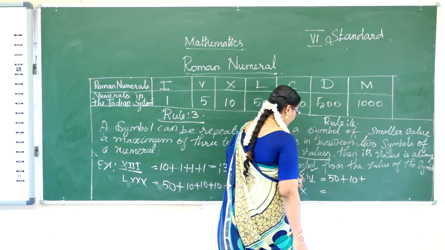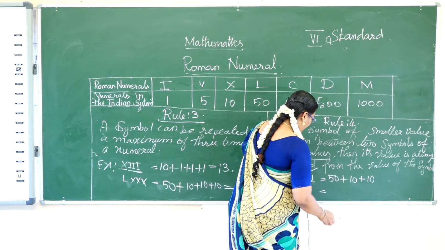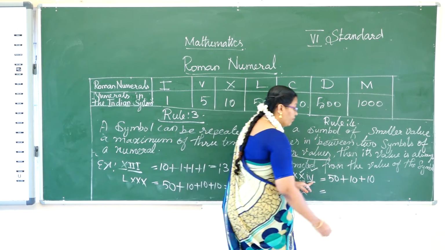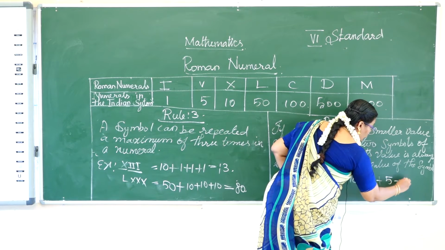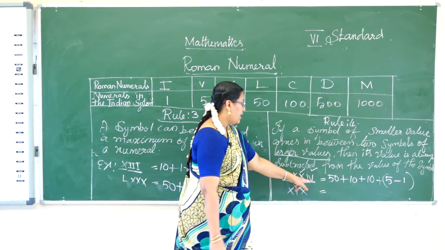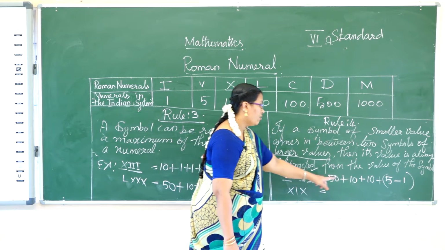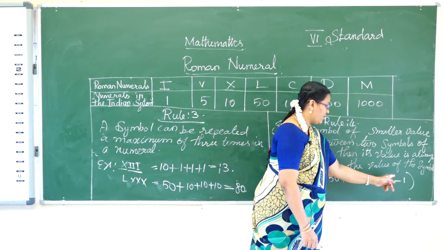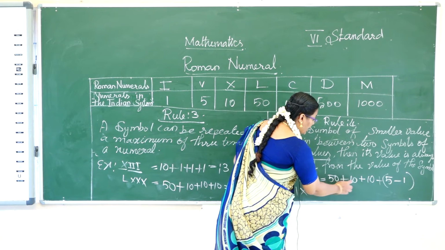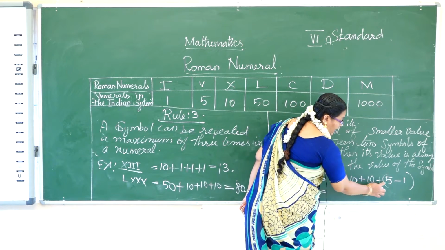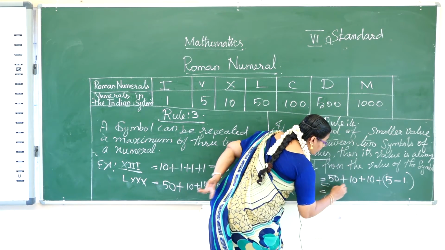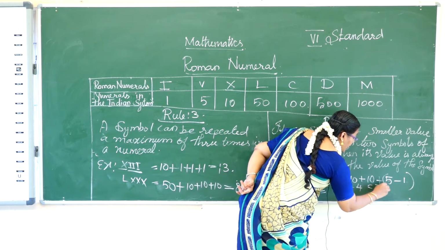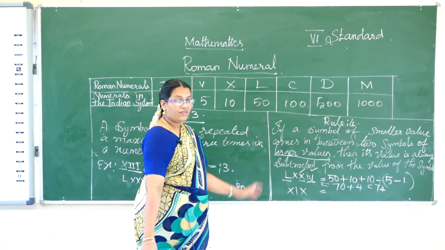Then add 10 next one. And in this place subtract. In this place subtract 5 minus 1. Which one is the largest value? 5. V means 5. I means 1. So subtract from the largest value. So 5 minus 1. So 50 plus 10, 60, 70, 5 minus 1. 70 plus 5 minus 1 is 4. So the answer in the Indian system is 74.